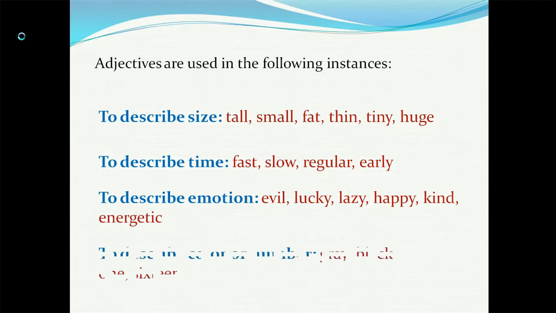To describe color and even numbers, my friend gave me 5 balloons. So 5 is denoting the balloons. How many balloons? 5 balloons. So that is an adjective.